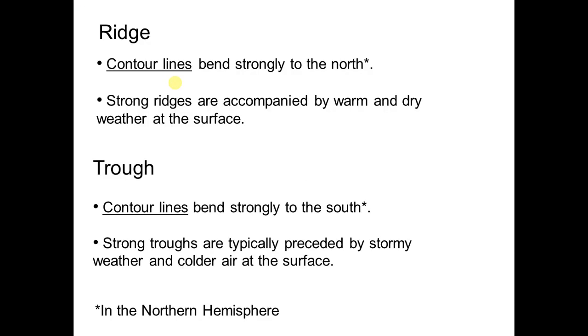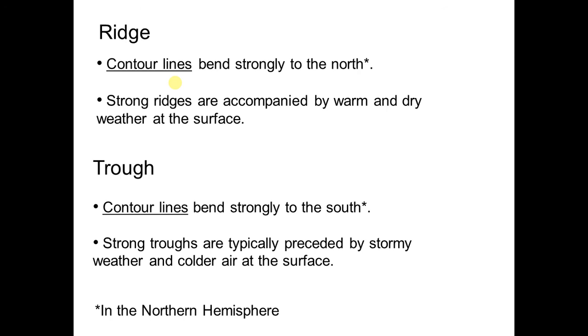Now, a reiteration here is that for a ridge of high pressure, shown by an upper air map, the height contours bend strongly to the north in the northern hemisphere, south in the southern hemisphere, but we don't want to confuse you, so you could say for both hemispheres, poleward. And strong ridges are accompanied by warm and dry weather at the surface. Heat waves in the Bay Area occur when a strong ridge remains over an area for an extended period of time.